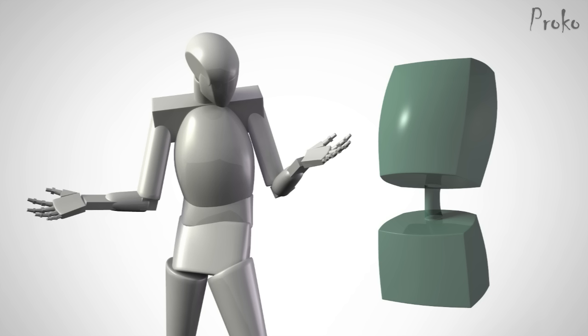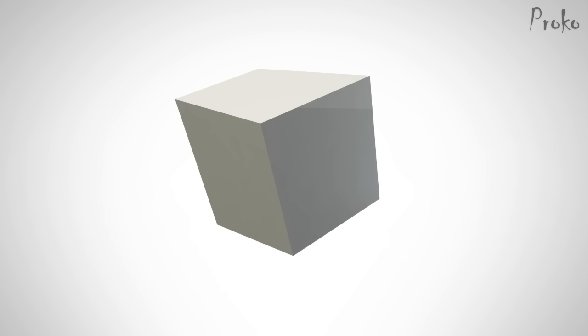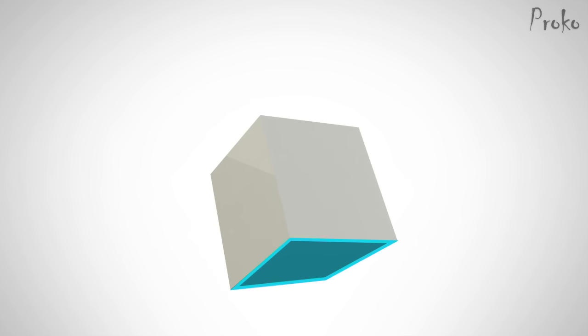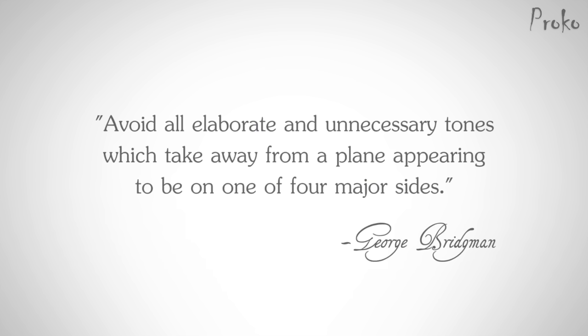It's good to imagine each form as a block and identify each minor plane as either being part of the top, bottom, front, back, or side planes. The simple planes of a block are the most important ones. George Bridgman says, "Avoid all elaborate and unnecessary tones which take away from a plane appearing to be on one of four major sides."